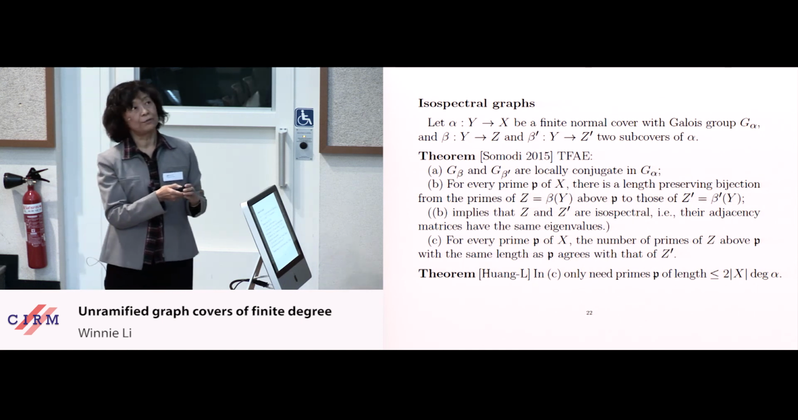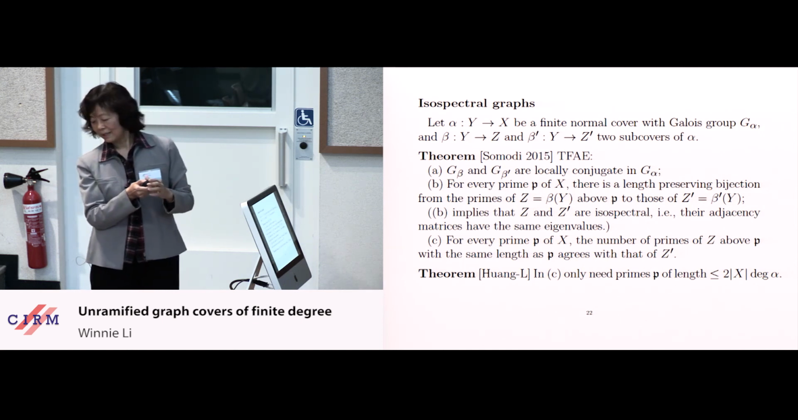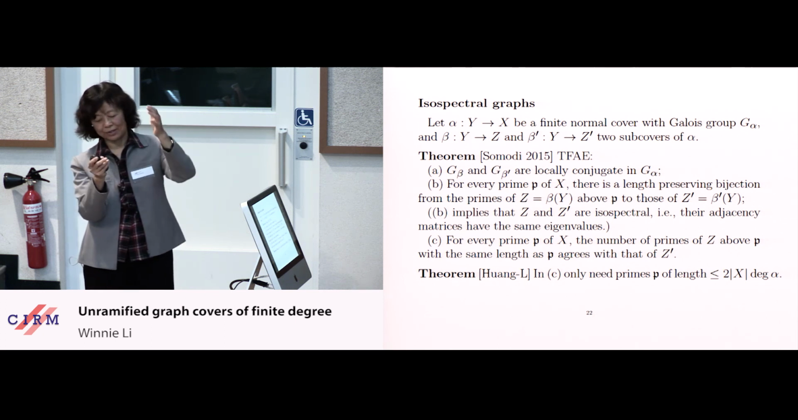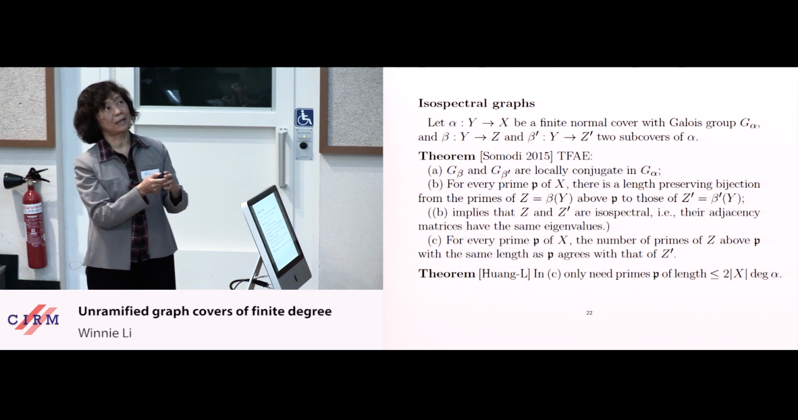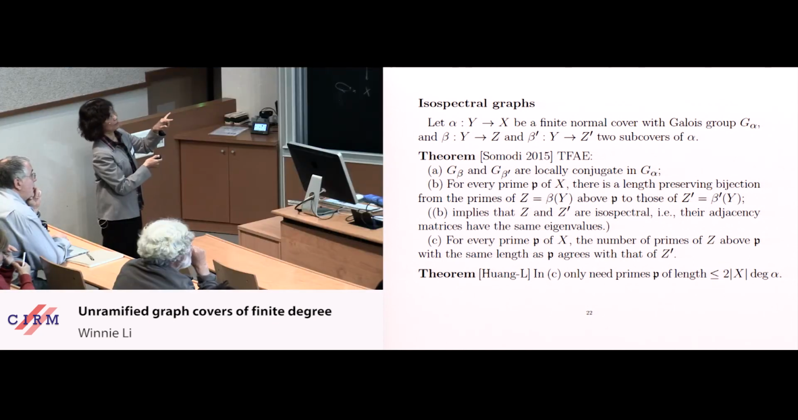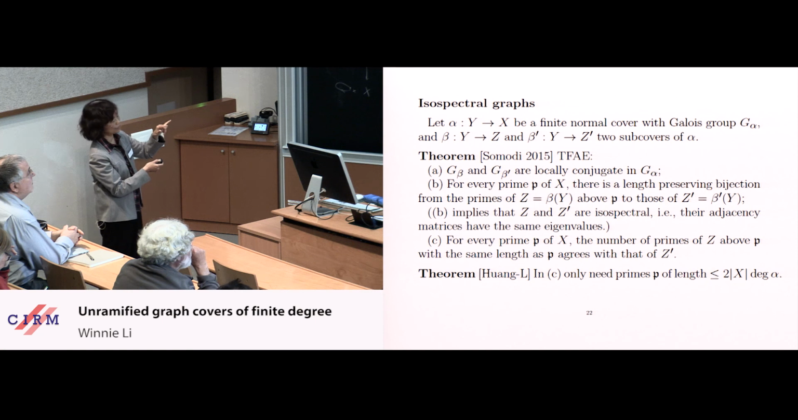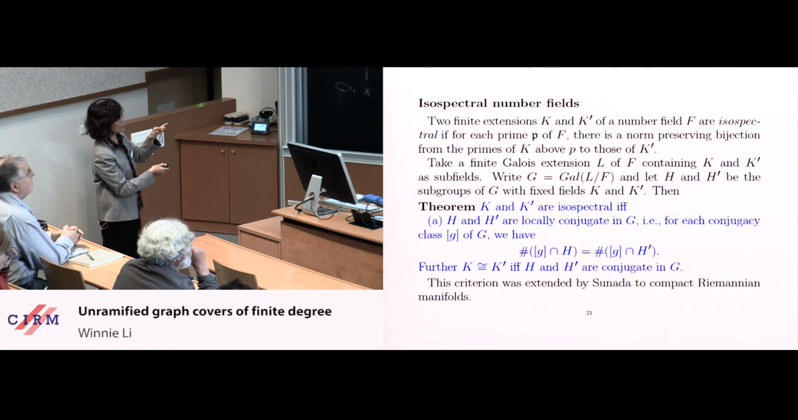Okay. So for graphs, we cannot arbitrarily embed 2 extensions in another. So I start with the case that I have a finite normal extension, and I start with the 2 subcovers and ask whether they are equivalent or not. Okay. So this is work of Samodi, which says that the 2 Galois subgroups of the subcovers, G beta and G beta prime, these are the H and H prime before, are locally conjugate, which is the same condition as condition A here.